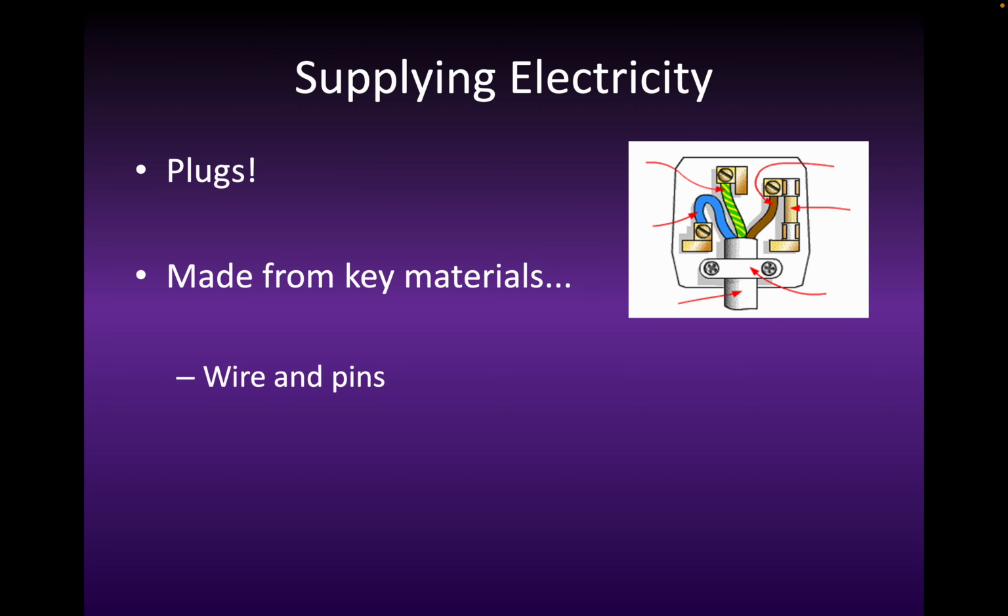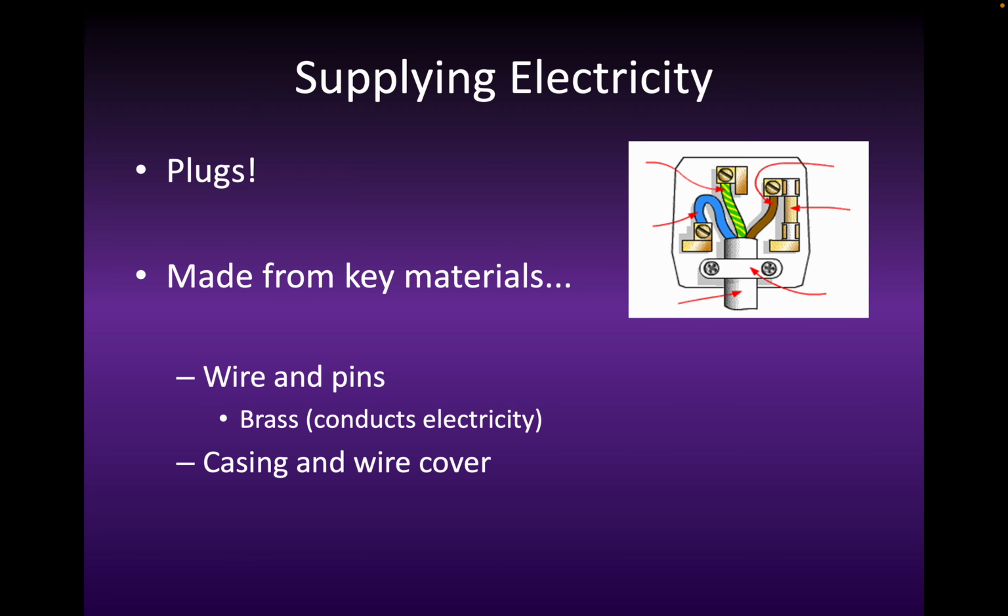You need to know the color coding, yeah? You need to know that the pins that go into the sockets in your wall are made of brass because they're quite strong and they conduct electricity. The casing and the wire cover are insulators to stop you getting an electric shock, so plastic and rubber. And you have a grip there which also makes sure that if you trip over the wire, it doesn't pull the live wire out by accident.